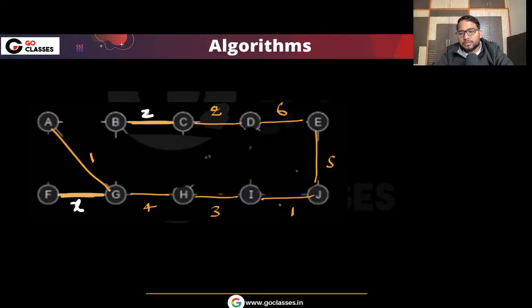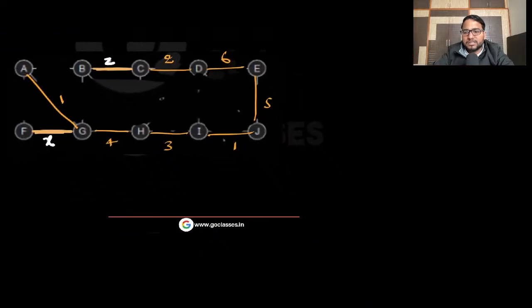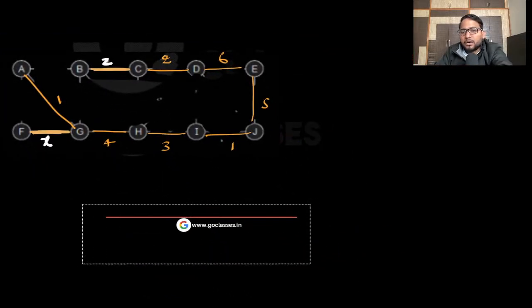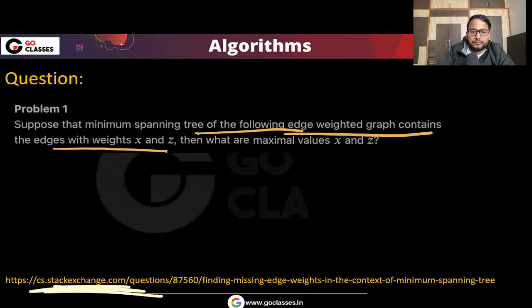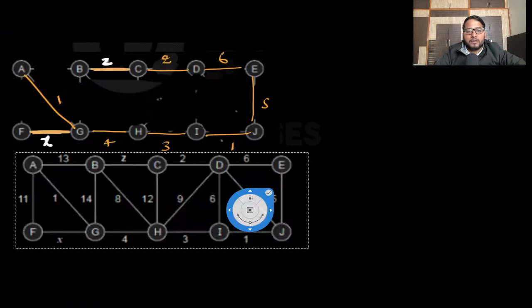So let's just try to solve this. So this is the minimum spanning tree. Let me also draw the graph. Let me also have the graph here. Okay, the complete graph.